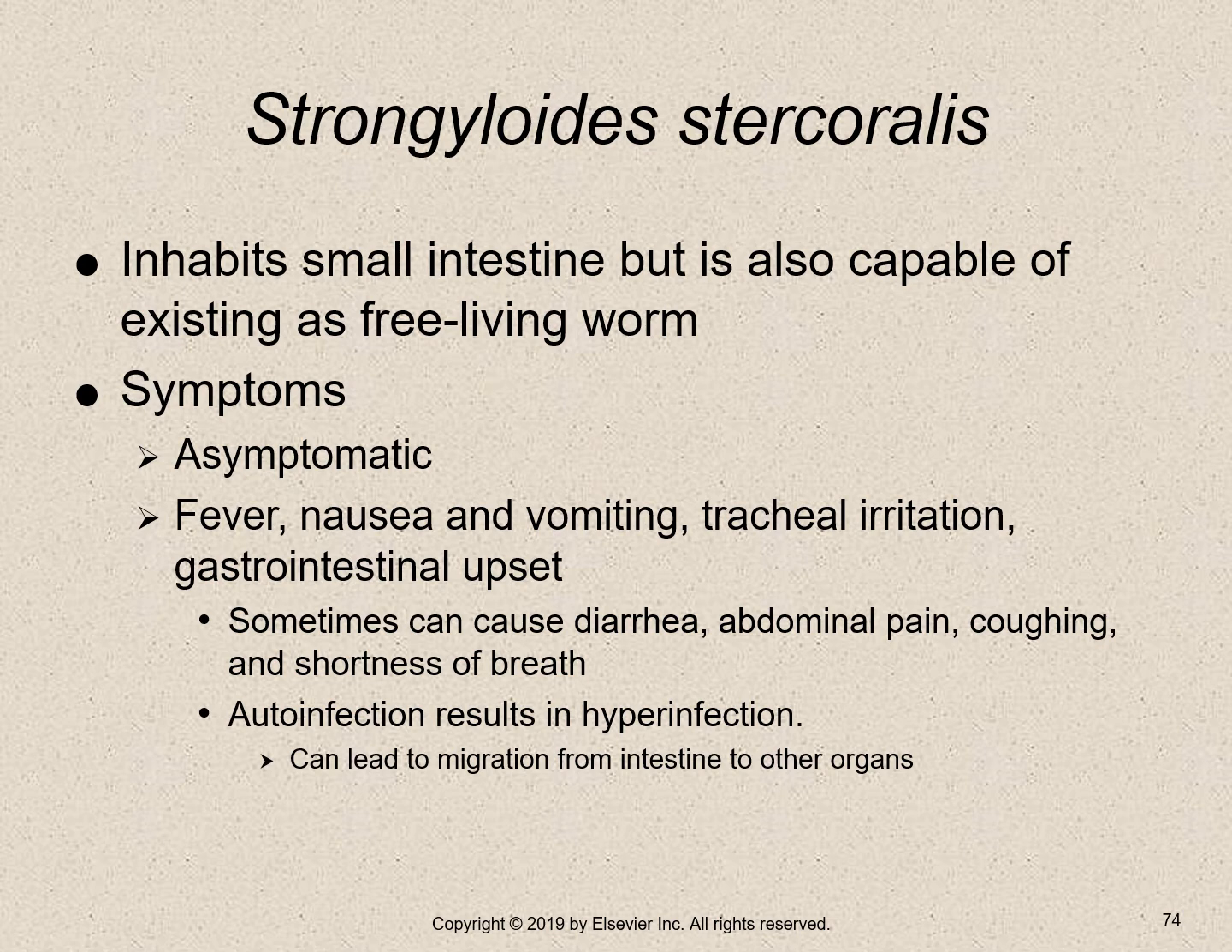So Strongyloides stercoralis is known as threadworm, and it inhabits the small intestines, but it's also capable of existing as a free-living worm. It's endemic in tropical and subtropical regions, including Southeast Asia, Latin America, and sub-Saharan Africa, but it's also been found on all continents except Antarctica. Strongyloides stercoralis can persist in the host for decades after initial infection and may progress to hyperinfection if the host becomes immunocompromised.